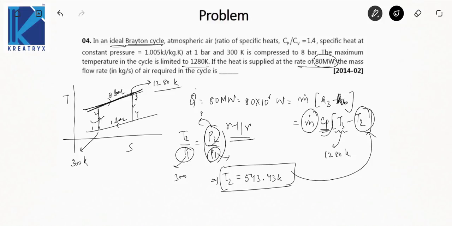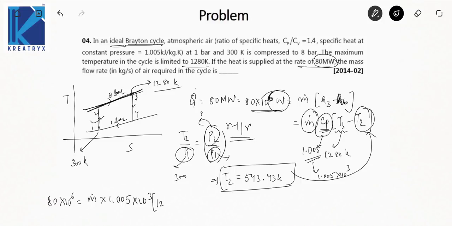Put it here. You know Cp, Cp is 1.005. Remember to change it to joule per kilogram Kelvin, because if you equate it with watt, here it is not kilowatt, it is watt. So Cp must be in joule per kilogram Kelvin, so 1.005 into 10 to the power 3. Let me write it here: 80 into 10 to the power 6 is equal to M dot into 1.005 into 10 to the power 3 into T3, which is 1280, minus T2, which is 543.43.